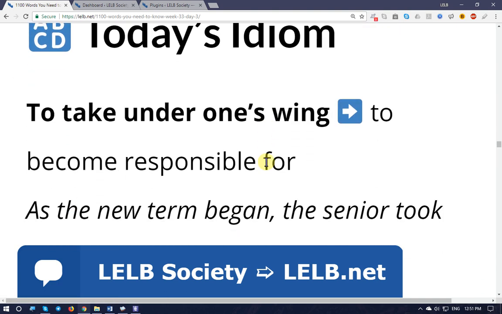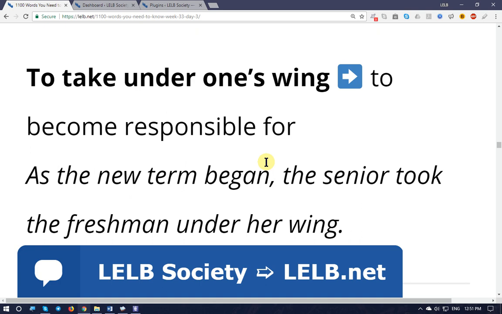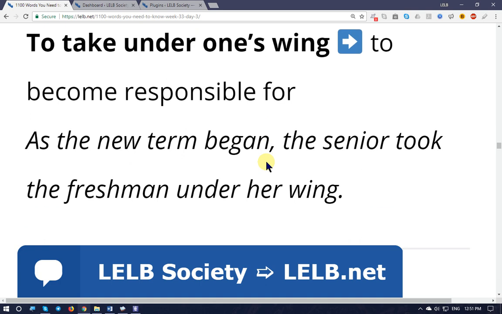And today's idiom: to take under one's wing means to become responsible for, to take somebody or something under one's wing. As the new term began, the senior took the freshman under her wing.